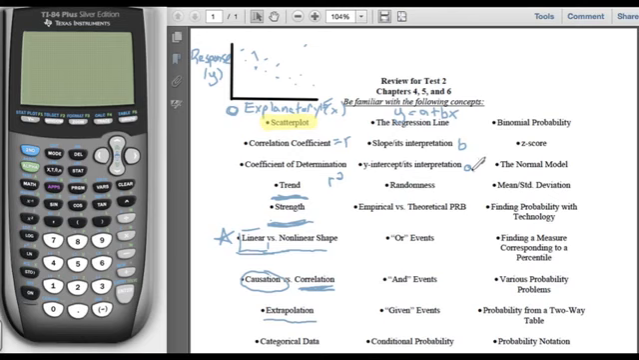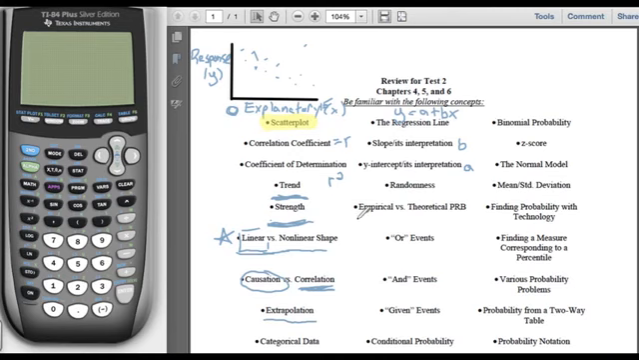Slope, x is going up by 1. Y-intercept, x is just 0. Those are the main terms to know from chapter 4.